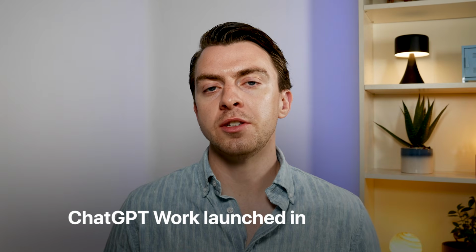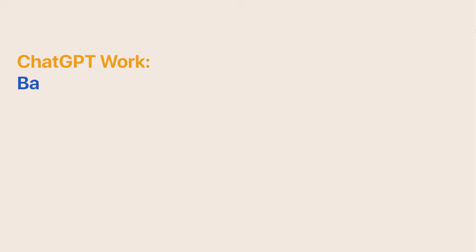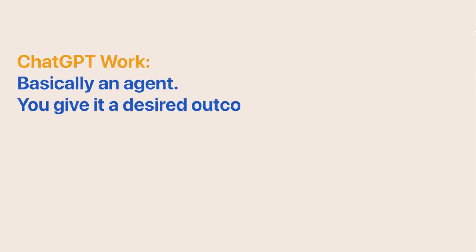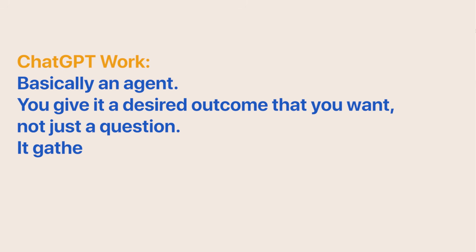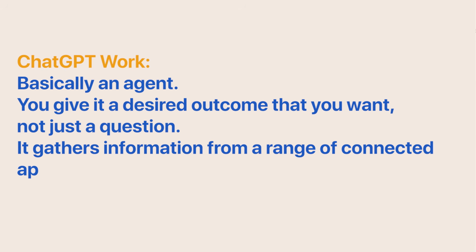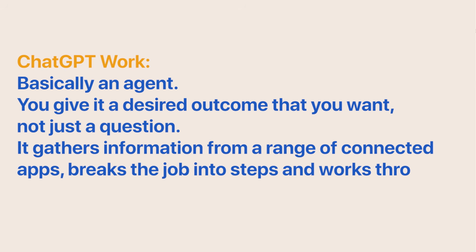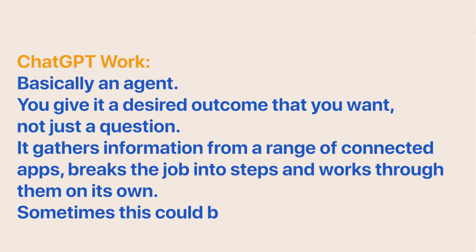ChatGPT Work launched in July 2026. And at the time of recording, it runs on OpenAI's latest models, GPT 5.6. ChatGPT Work is basically an agent. You give it a desired outcome that you want, not just a question. It gathers information from around your connected apps, breaks the job into steps, and works through them on its own. Sometimes this could be for hours.